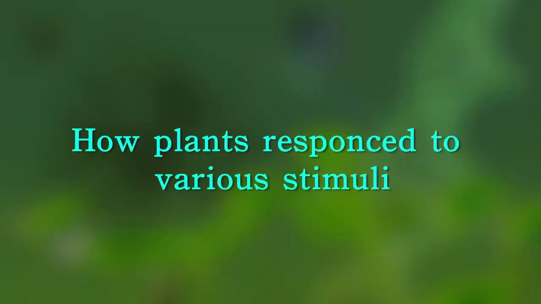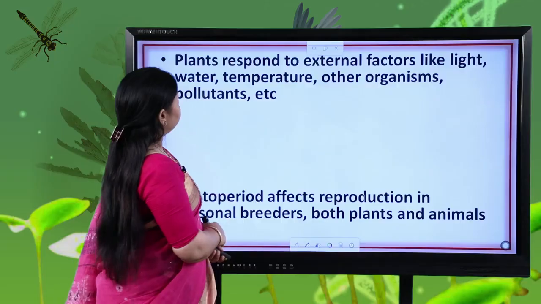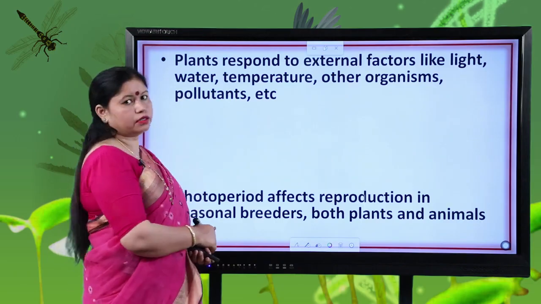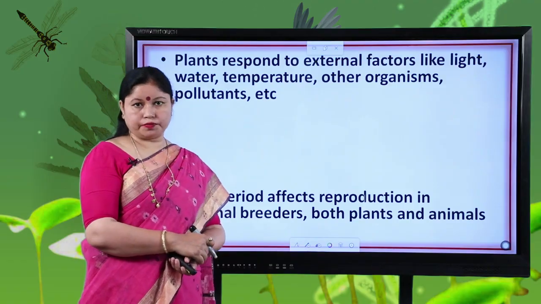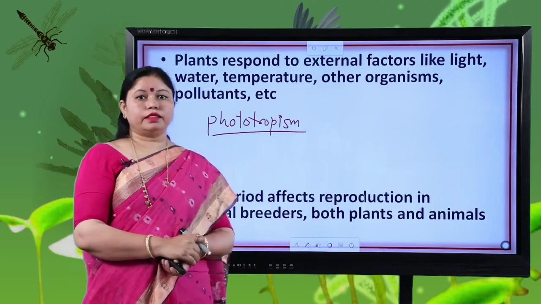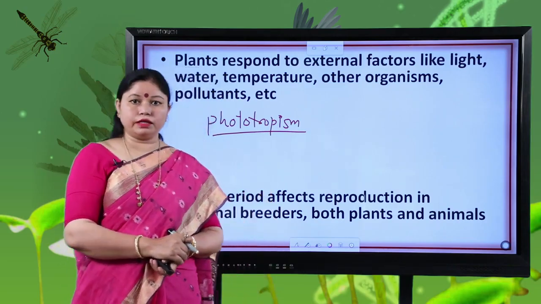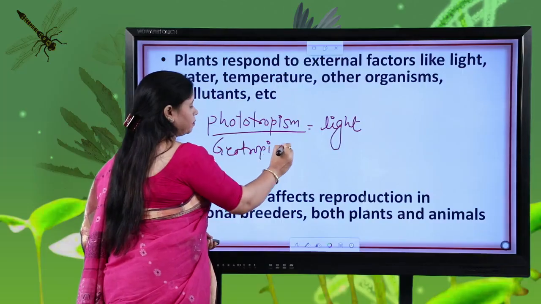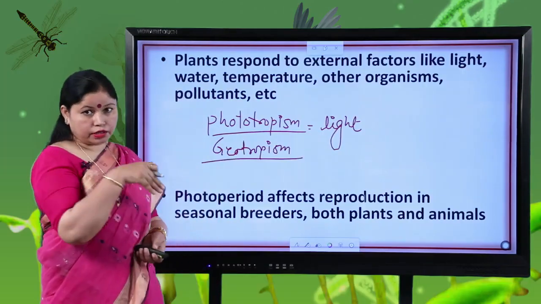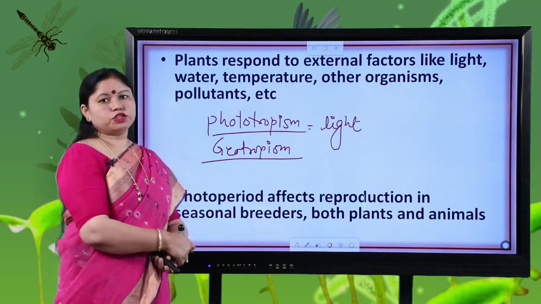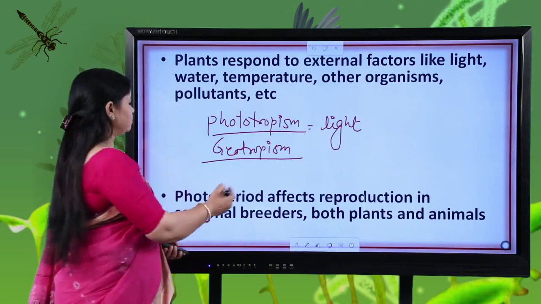Let's talk about how plants respond to various stimuli. Plants respond to external stimuli like light, water, temperature, other organisms, and even to pollutants. Let us discuss them. In lower classes, you might have come across the term phototropism. Able to recall? Phototropism is the response of the plant when the stem bends towards the light. Geotropism, you remember? Roots going down in the soil due to gravity. Okay. Then temperature. Similarly, plants show responses to various other stimuli like chemotropism.